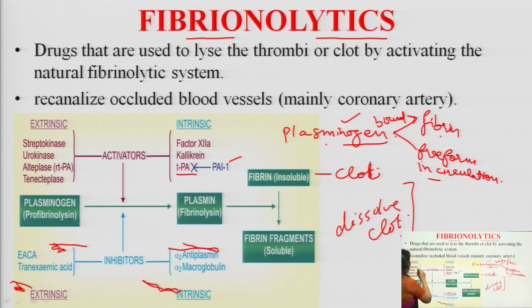So, these are the fibrinolytic drugs: streptokinase, urokinase, alteplase and tenecteplase, that we give from the outside. These drugs are the fibrinolytics that activate the natural fibrinolytic system. This is the natural fibrinolytic system that is present inside our body, which dissolves the clot, and these drugs we give from the outside. What do they do? They activate the natural fibrinolytic system with the same mechanism.